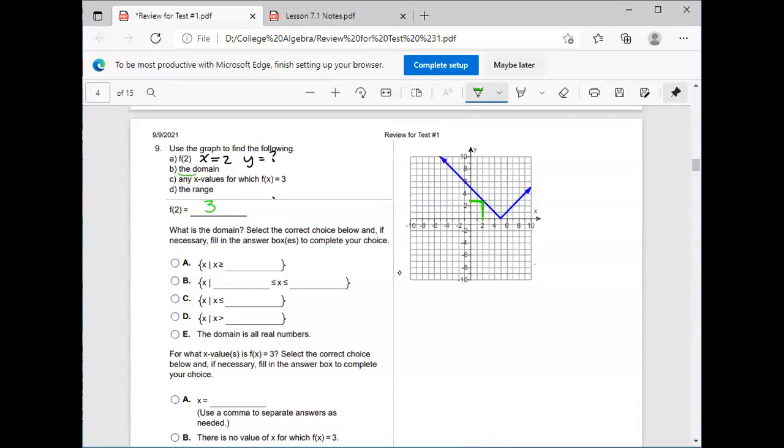Remember that domain goes from left to right. Okay, you're talking about x's here. And so this thing's going to keep getting wider and wider and wider. So there's not going to be any value that's not going to be on there for x because it just keeps going in both directions from left to right. That's why the right answer on this one is all real numbers.